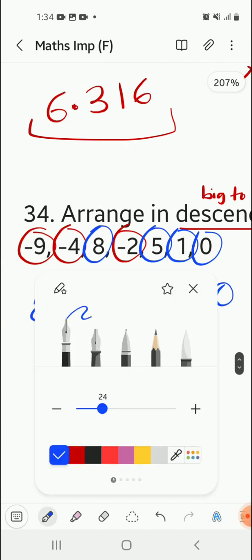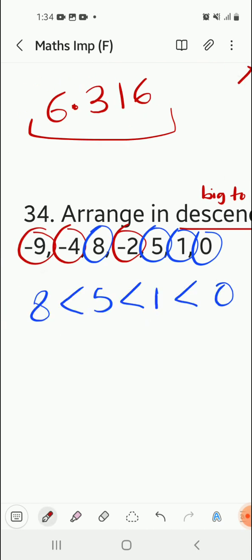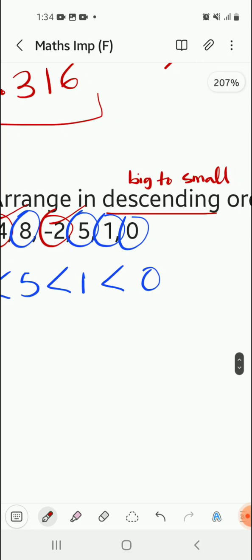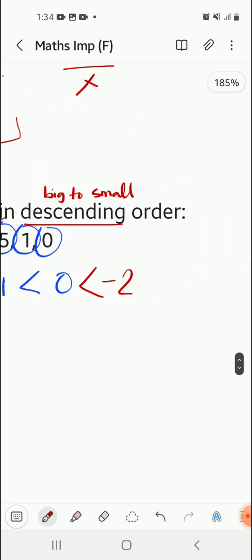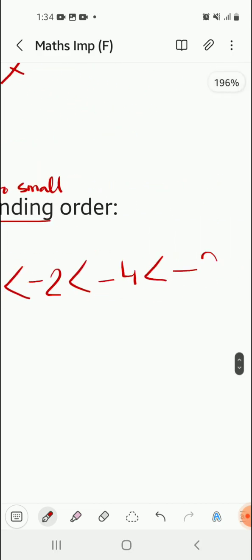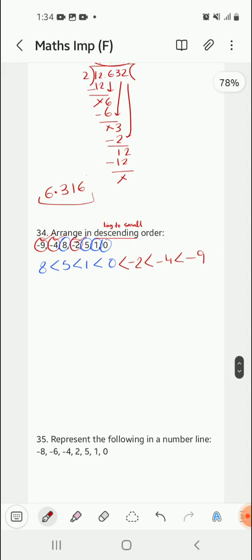Now this is done. Always remember, all the positive numbers are always greater. So over here the number that we have, the greatest positive number is 8. So 8. After this we have got 5, then 1, 0 being the reference point. After this we are going to move to the negative digits. For the negative numbers, always look for the smallest digit. Out of 2, 4 and 9, 2 is the smallest digit. It means it is the greatest negative number. So -2, -4 and -9. So this becomes my answer.